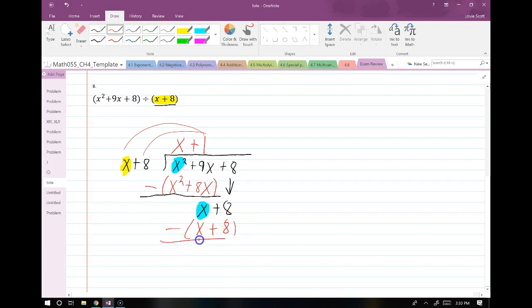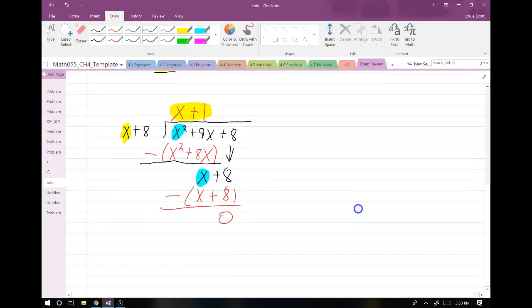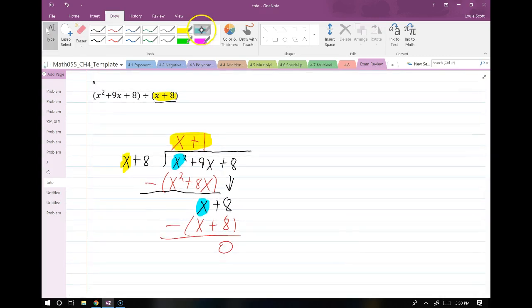Subtract this from the line above. And since we have 0 here, that means we're done, and this is the answer, x plus 1. Now, if you want to check your work on an exam, multiply those two things together and make sure you get this third thing in blue down here. All you need is a little bit of scratch work on the side.